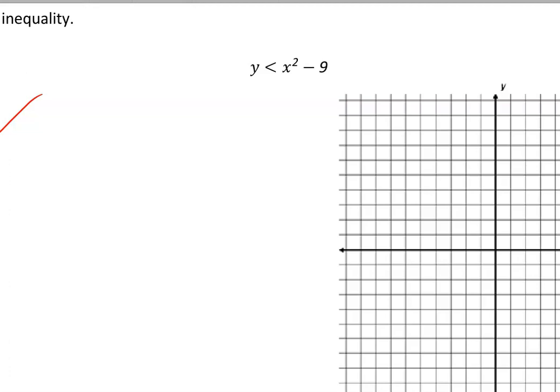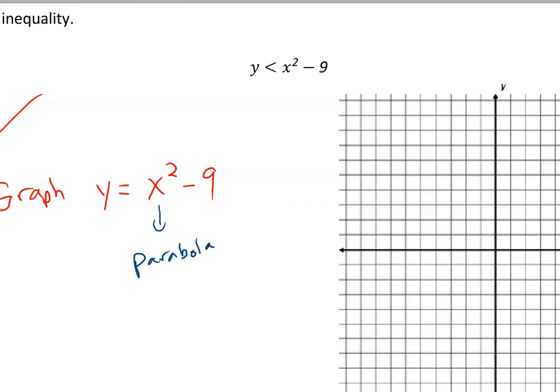So we'll go ahead and move on to step 2. We'll graph as an equation. So we're going to graph y equals x squared minus 9. Again, you'll have to remember when the equation looks like this, what does the graph look like? This is a quadratic function. The graph is a parabola.